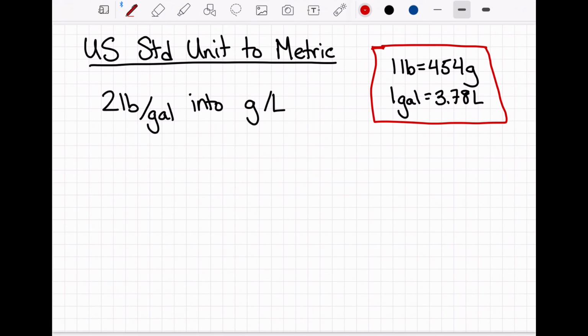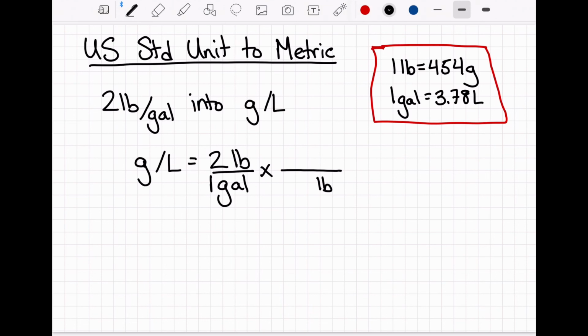So how are we going to set this up? We know we want grams per liter, and we are starting off with 2 pounds per gallon. Per 1 gallon, that's how I like to set that up. 2 pounds for every 1 gallon. And now I'm just going to write out my conversion factors. The first one we're going to take care of is pounds. I'm going to want pounds on the bottom so that the 2 units cancel, and I'm going to need grams up top. So 1 pound equals 454 grams.